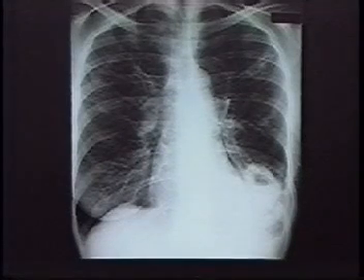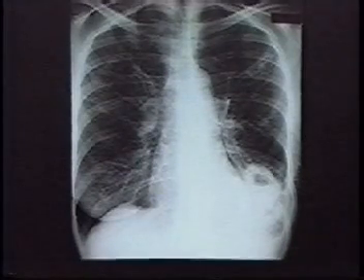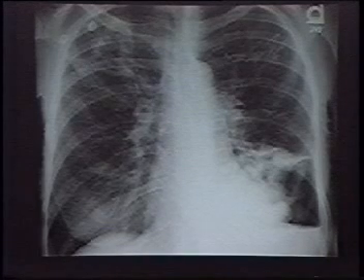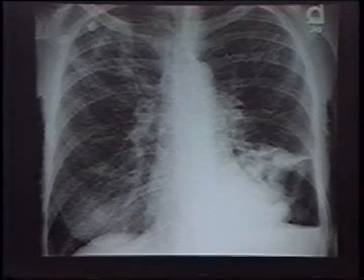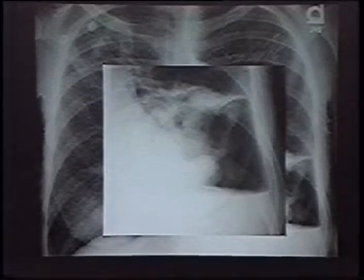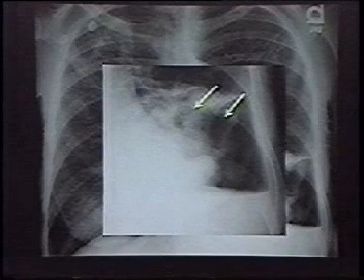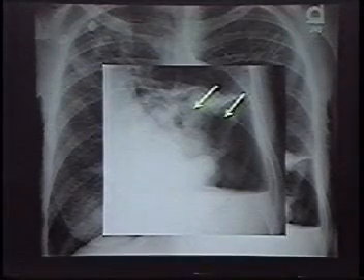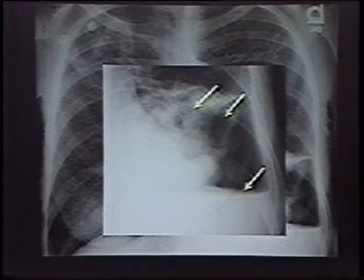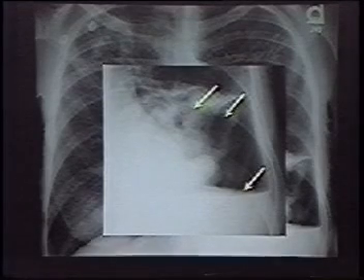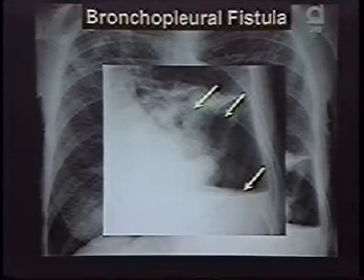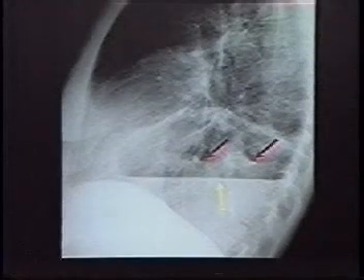Another patient who presents initially with an abscess in the left lower lobe. And 1 to 2 weeks following the initial presentation, there's appearance of an air fluid level in the left pleural space. On a radiograph, there is the original abscess cavity and the hydropneumothorax following development of a bronchopleural fistula. And lateral view again demonstrates the original abscess cavity and the hydropneumothorax.